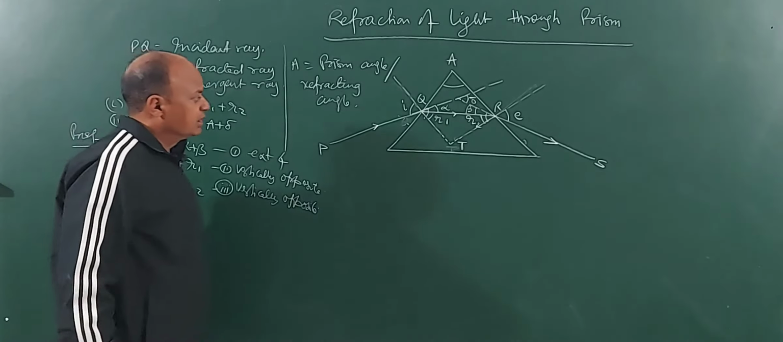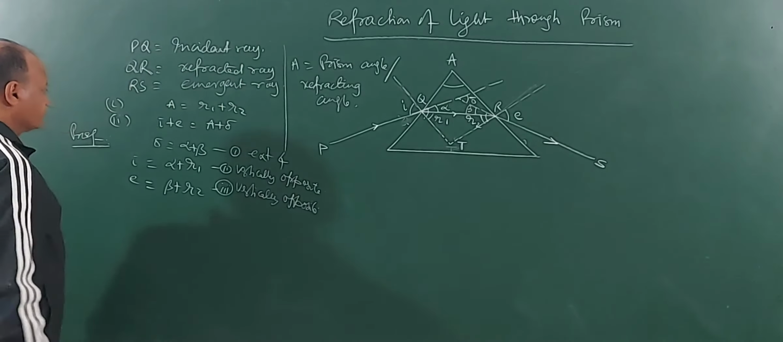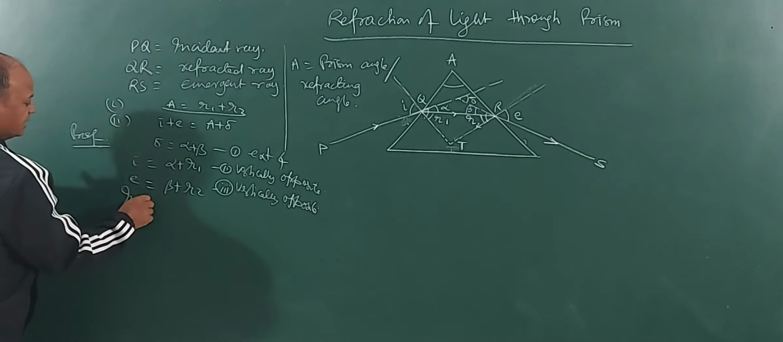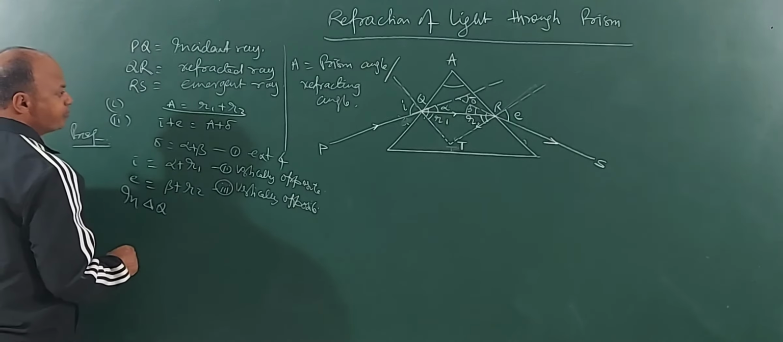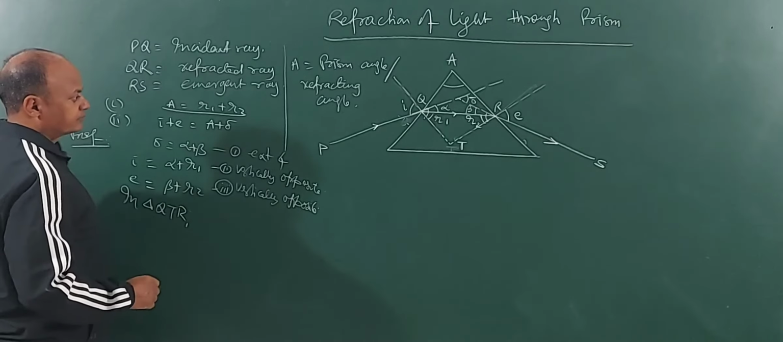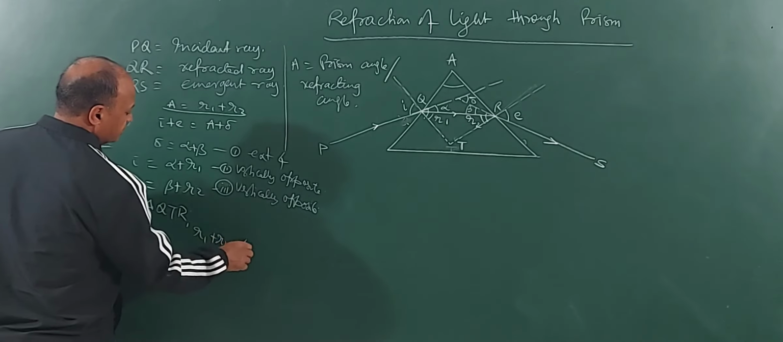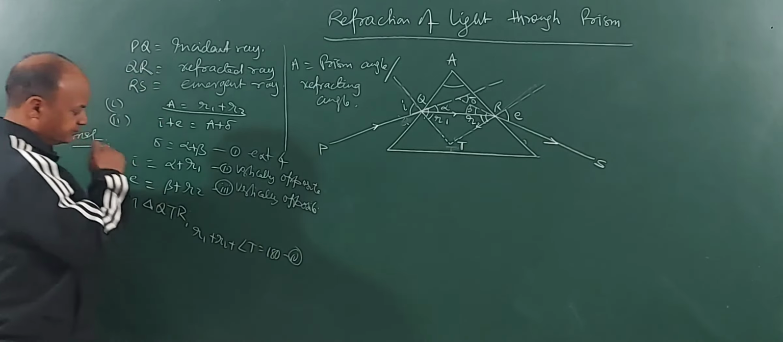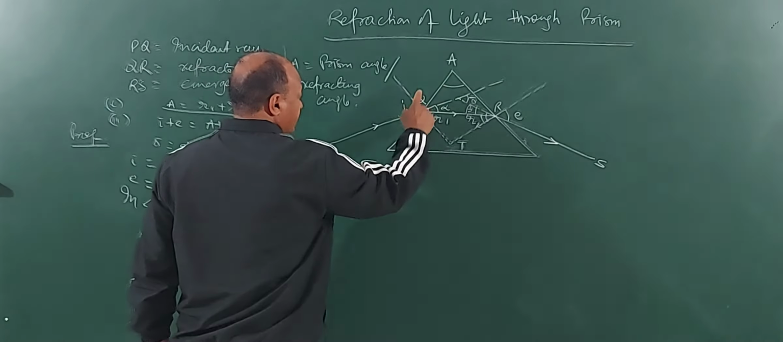Now, children, if I look at triangle QTR, will you prove first A is equal to R1 plus R2? See how will you prove? In triangle QTR, R1 plus R2 plus angle T is equal to how much, children? 180 degree. Clear? Okay.